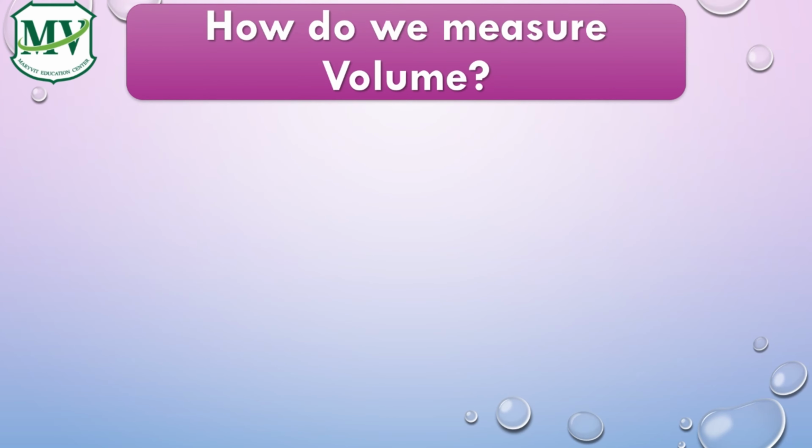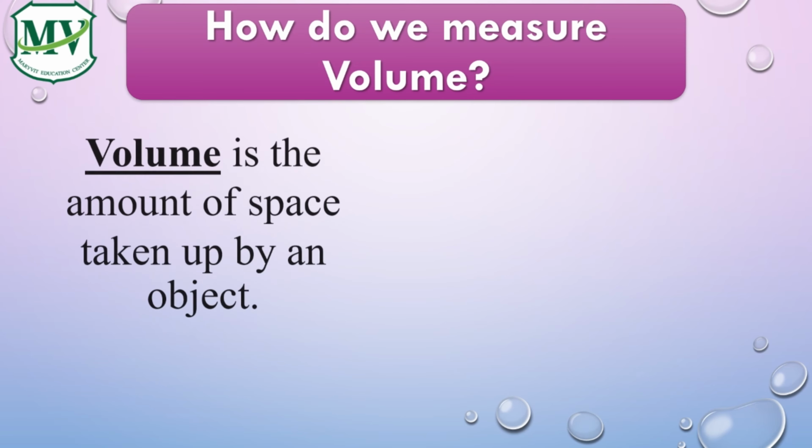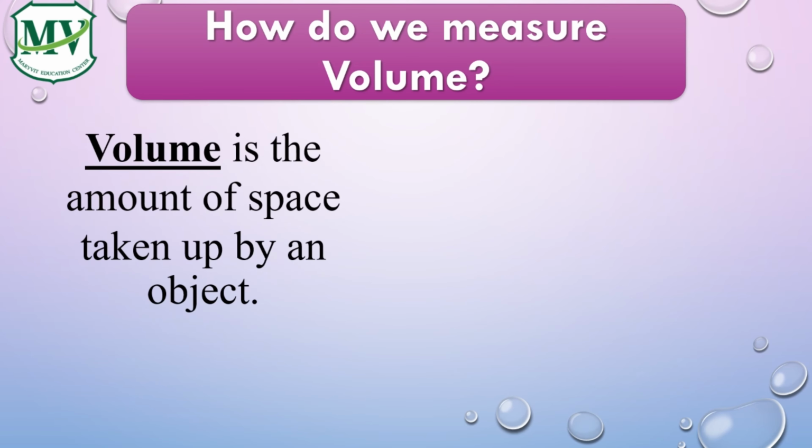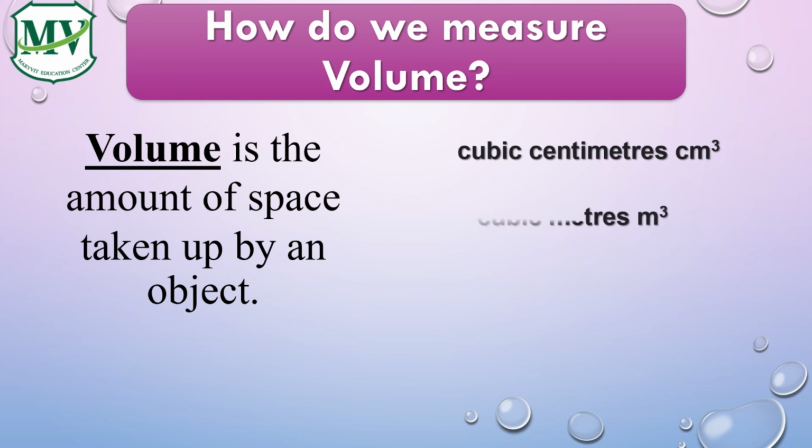Moving on, how do we measure the volume of matter in different states? Volume is the amount of space taken up by an object. The volume of a solid is often measured in cubic centimeters or cubic meters. The volume of a liquid is often measured in milliliters or liters.